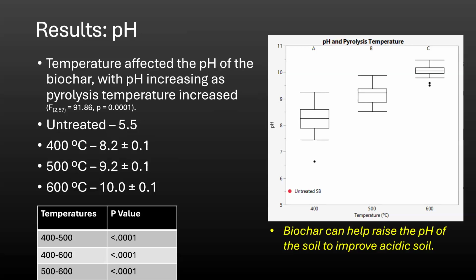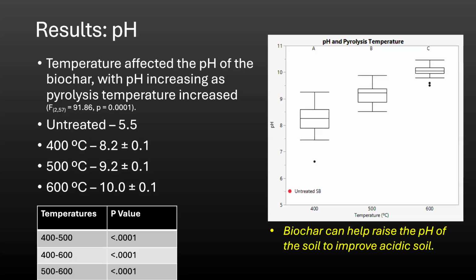For pH, temperature did affect the pH of the biochar, with pH increasing as pyrolysis temperature increased as well. The original untreated Scotch broom was at 5.5, with it jumping all the way up to 8.2 at 400, and then it jumped even further up to 10 at 600. And each of these results were statistically different from each other.